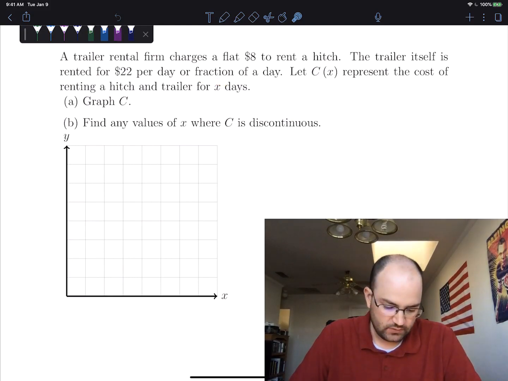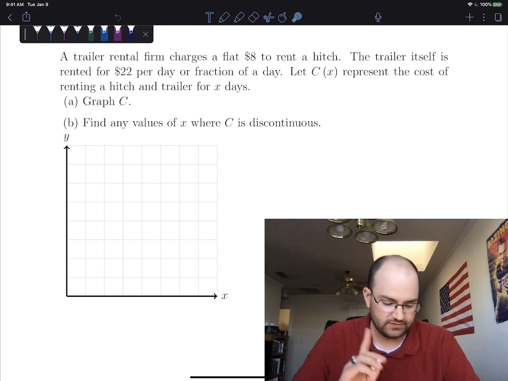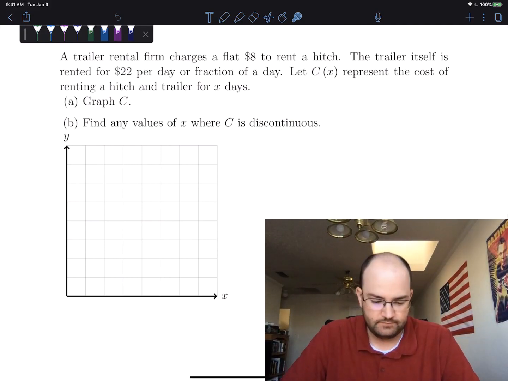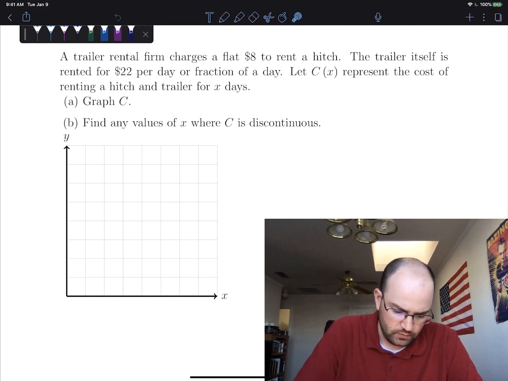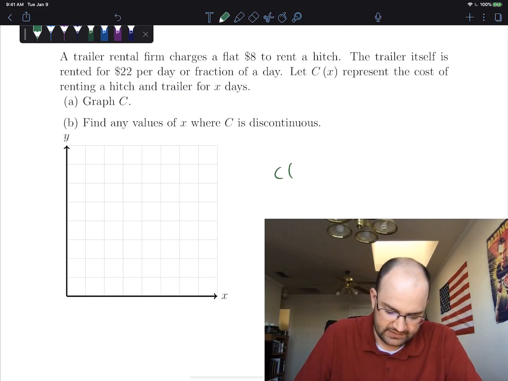Okay, so A, we want to graph C. B, find any values of X where C is discontinuous. So here's the thing. First, we want to graph this function. Now, there's a way that we can do this. C of X will be simply this.